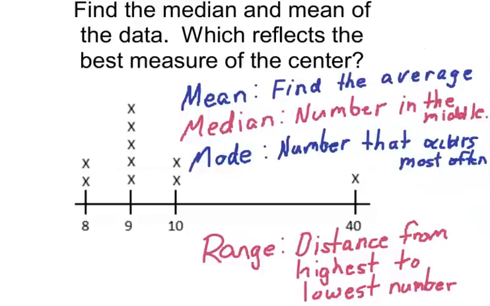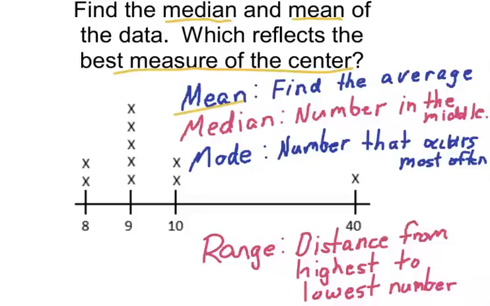Okay, find the median and mean of the data, which reflects the best measure of center, which means which one is reflecting the majority of the numbers. Okay, so that's what you want to find out. And then we have mean, which is the average of all of them, which means you add them all up and divide by however many there are in this.